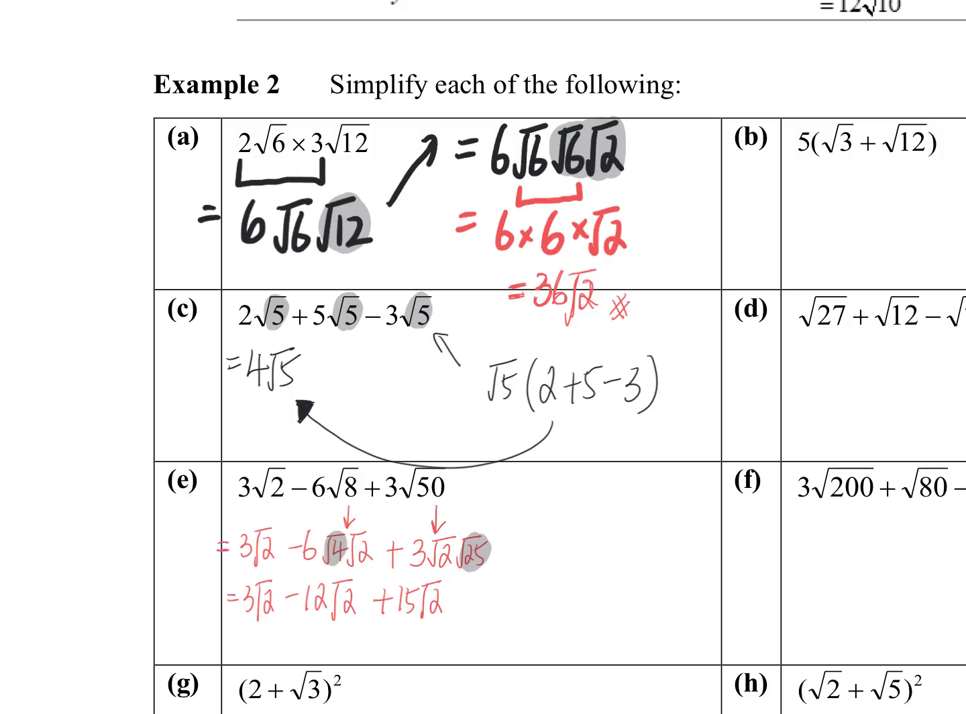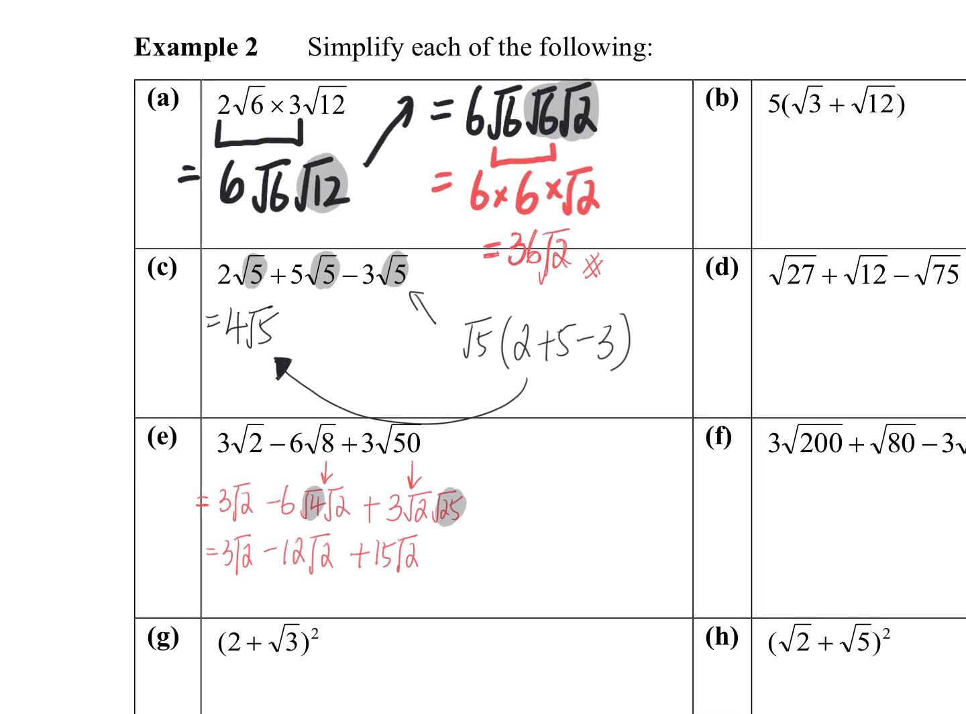Okay, so this is another question similar to part C now. Now we all have root 2's. 3 of it minus 12 of it plus 15 of it. So what do you get? How many root 2 do you have? 3 of it, take away 12, plus 15 of them. What do you get? 6 of this.